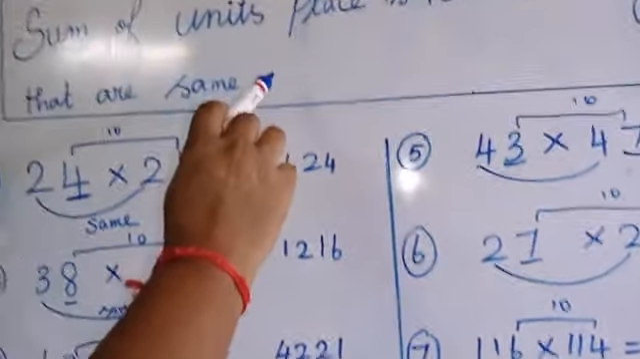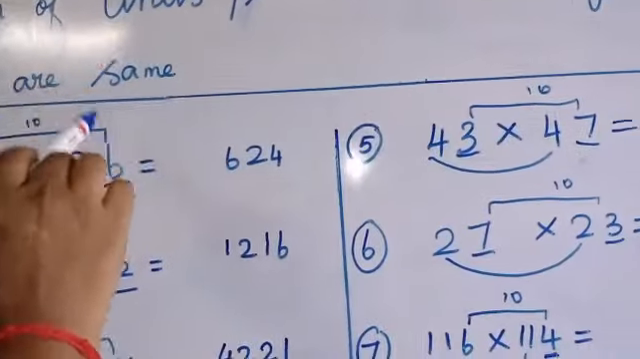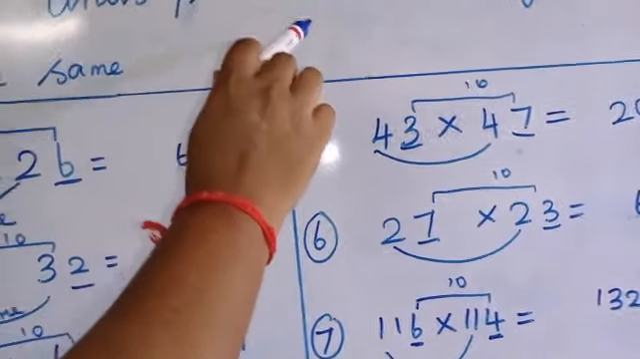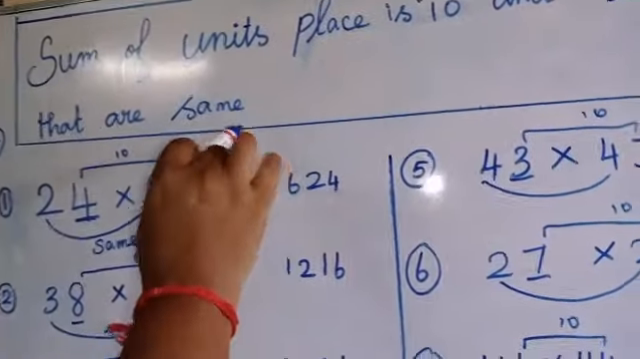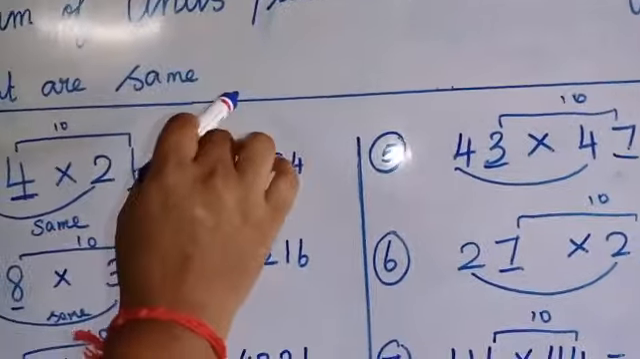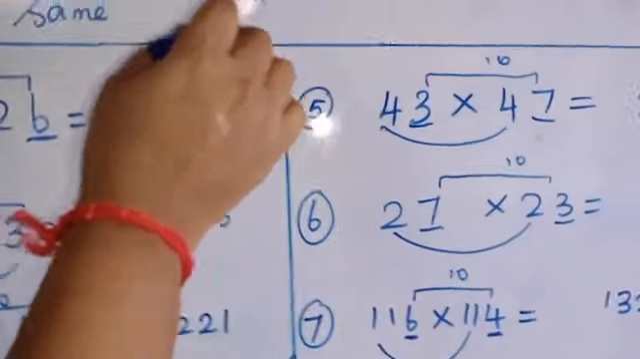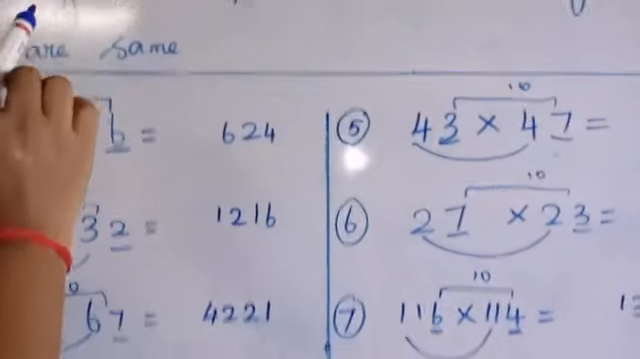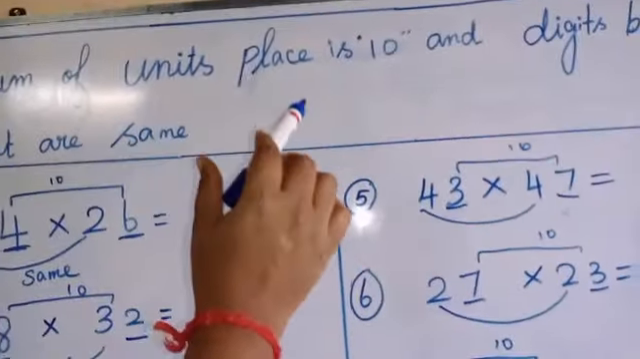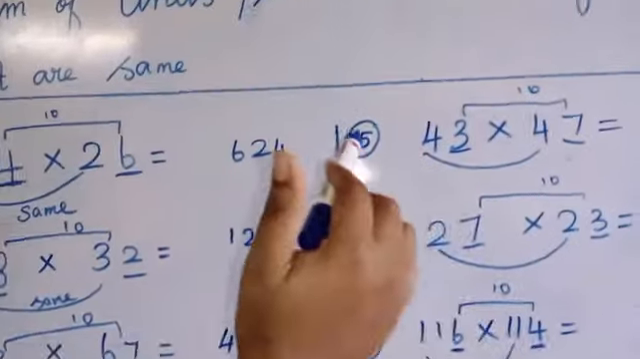You can apply this technique when the sum of the unit place is 10 and the digits before that are the same. At that time you use this rule. Apply this simple, amazing technique and you can get the answer within 2 seconds.